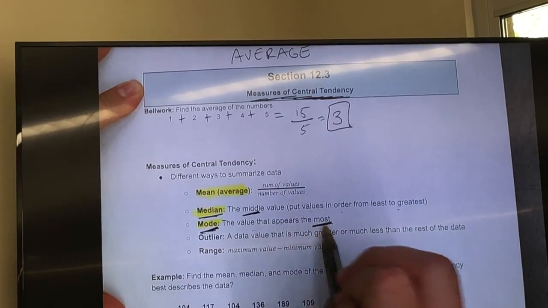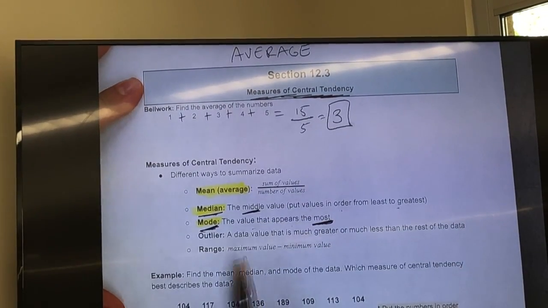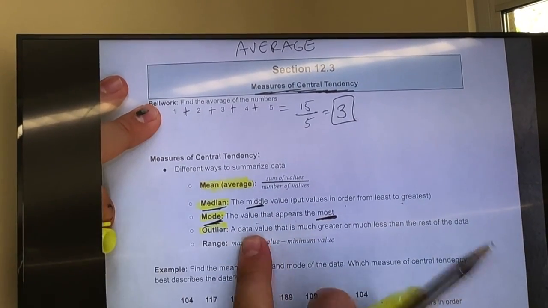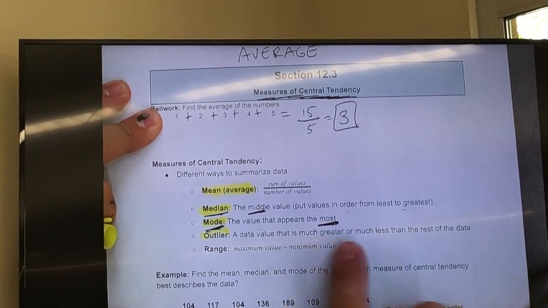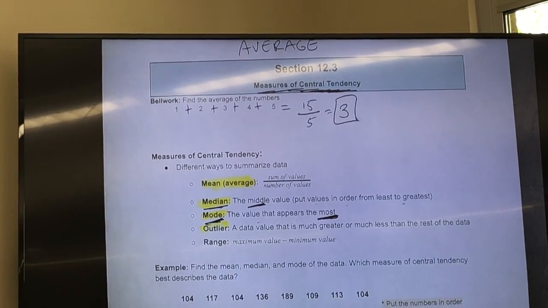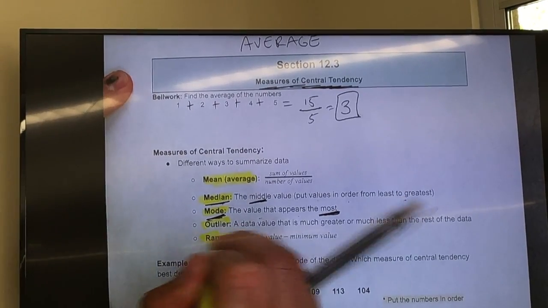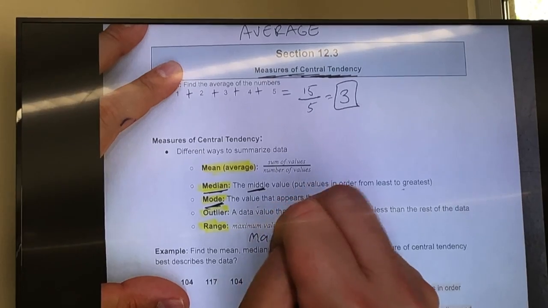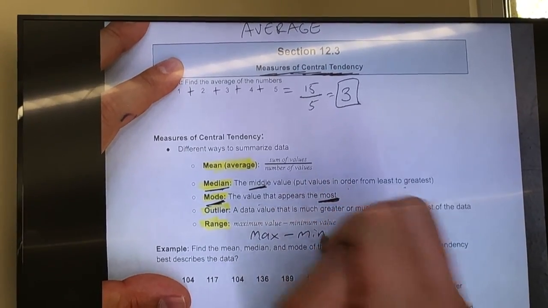So mode and most. We have what is called an outlier. An outlier is a data value that is much greater or much less than the rest of the data. And our last keyword is range, and that is our max minus our min value.